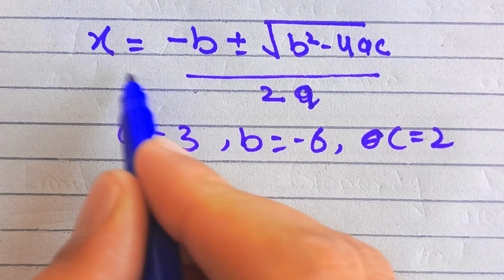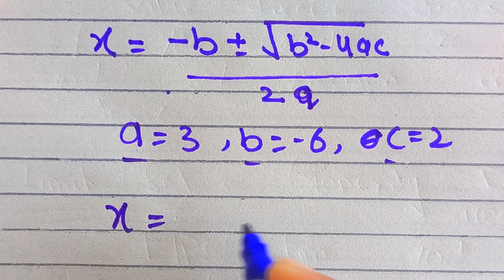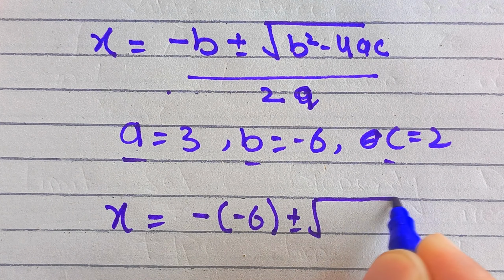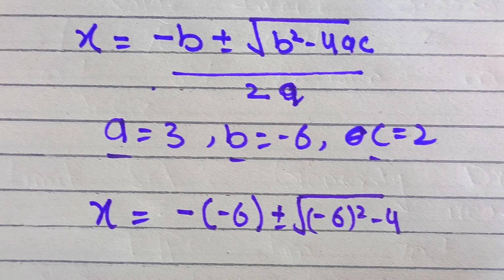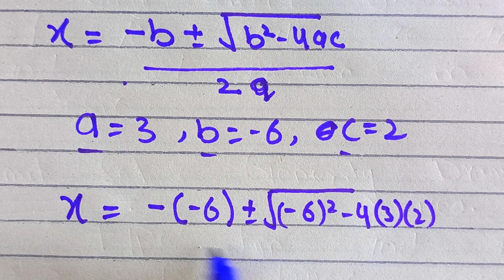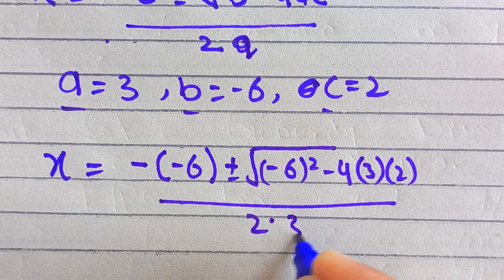Now substitute the value of a, b and c in this formula, which is x is equal to minus into minus 6 plus or minus under root minus 6 whole square minus 4 into 3 into 2, divided by 2 into 3.